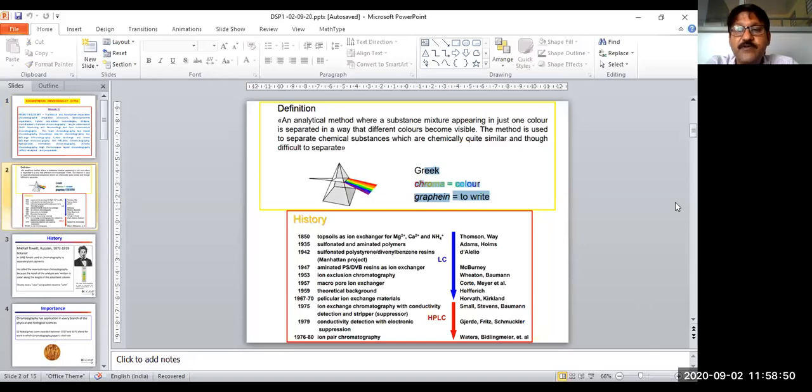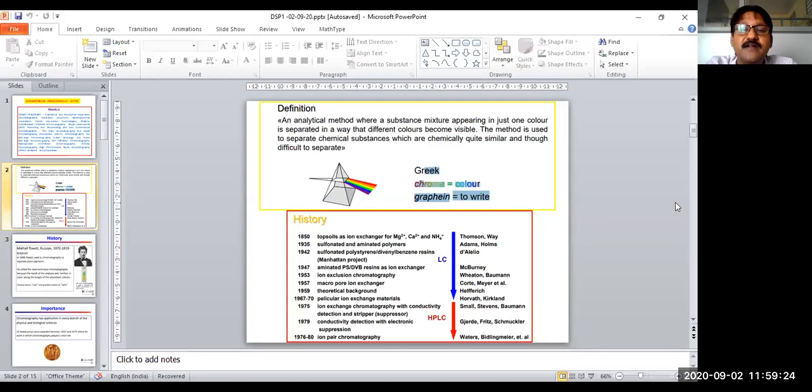The definition of chromatography is color. Therefore, I have given an example of black dye falling into water, which gives a color. The first man to show that white light is a mixture of colors was Newton. He passed light through a prism and got different colors. He said white light is a combination of 7 colors. So chromo is color, and graphene is to write.